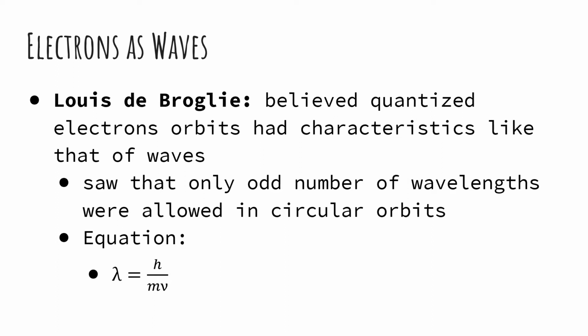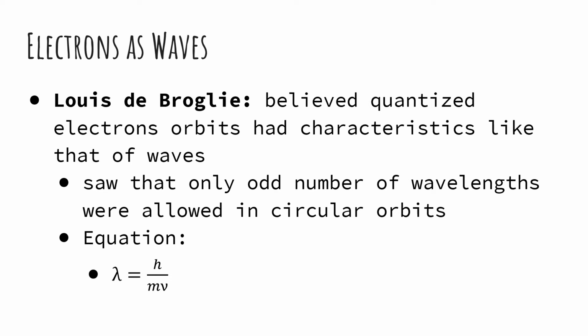He believed that quantized electrons and their orbits had characteristics like those of waves. He saw that only odd numbers of wavelengths were allowed in circular orbits. He then created an equation that predicts that all moving particles have wave characteristics. Don't worry too much about the equation, but here's an explanation of it.